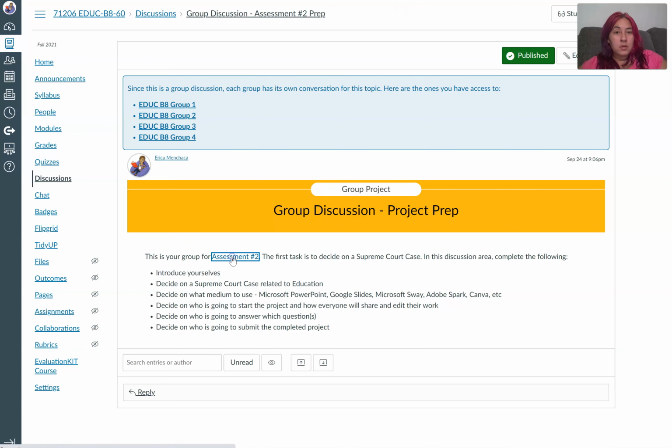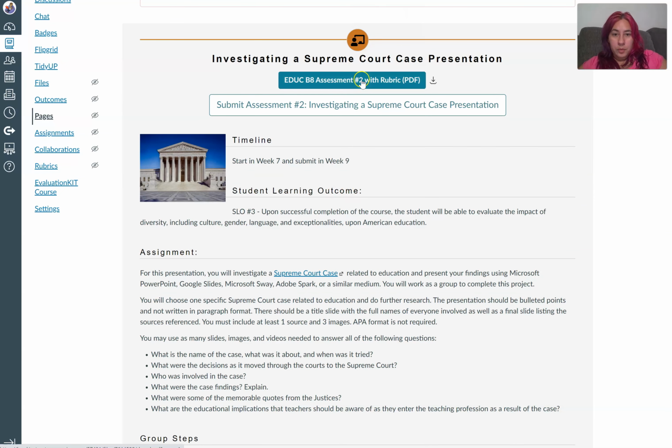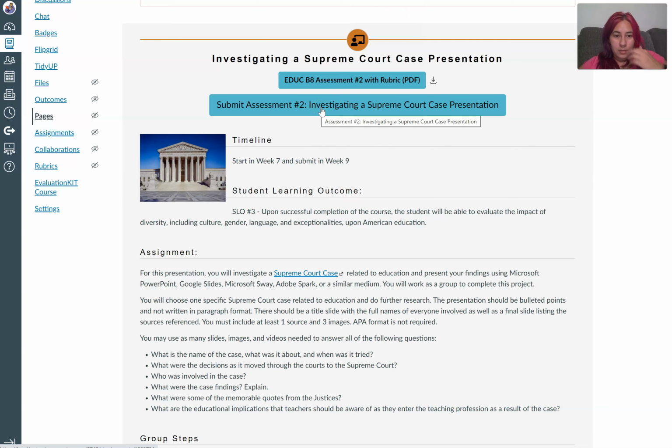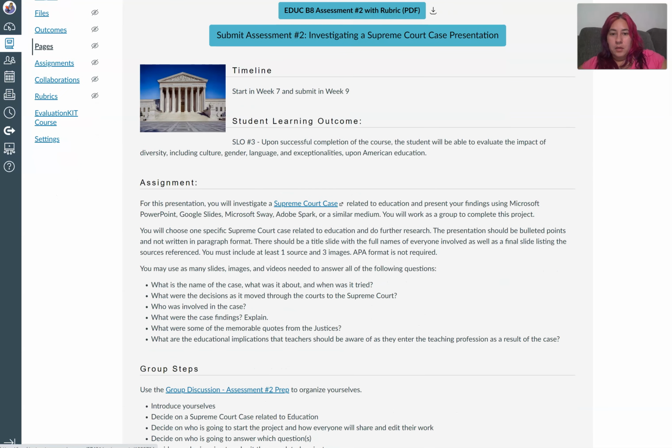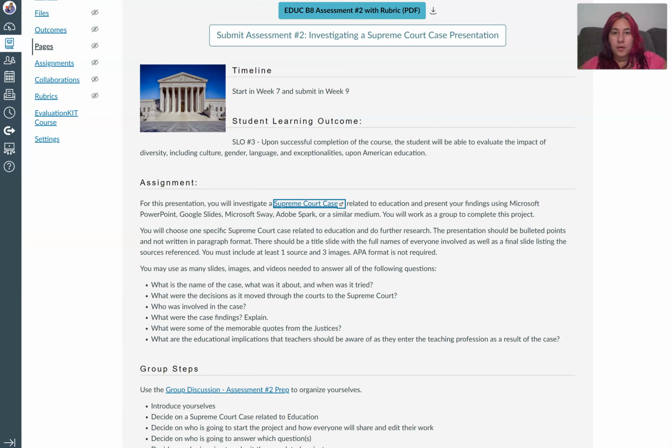Now let's look at assessment 2 and what you'll be doing. So you have the rubric to look at. When it's time to submit, right, one person needs to submit. So for this, you are looking at a Supreme Court case. And if you click the link, it will take you to the Supreme Court where you can look at different cases that they've had. Remember, the one for this class has to relate to education. This is an education class. You are going to find at least one source and 3 images. You don't have to worry about APA format for this one. It's more about researching the Supreme Court and relating it to education.